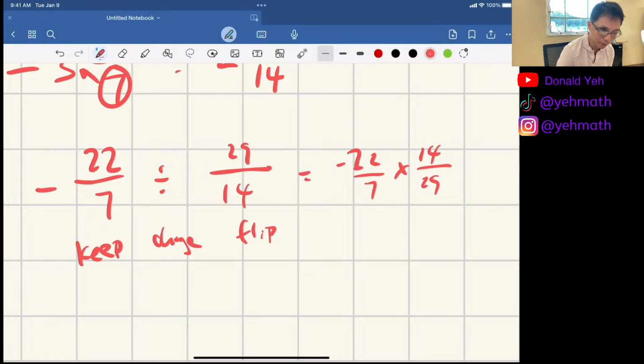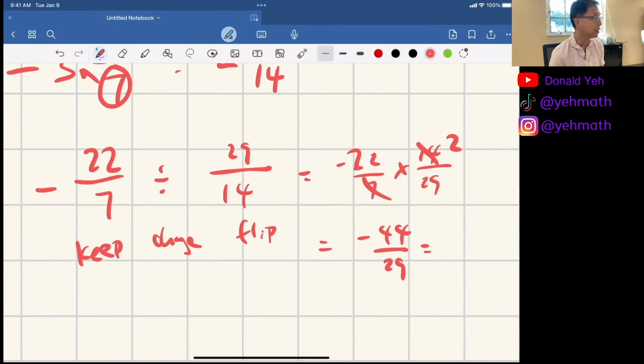Good job, Austin. And that's 2. So that is going to be negative 44 over 29. And you can change it back to a mixed number, but you're no longer in middle school. You are in high school now.